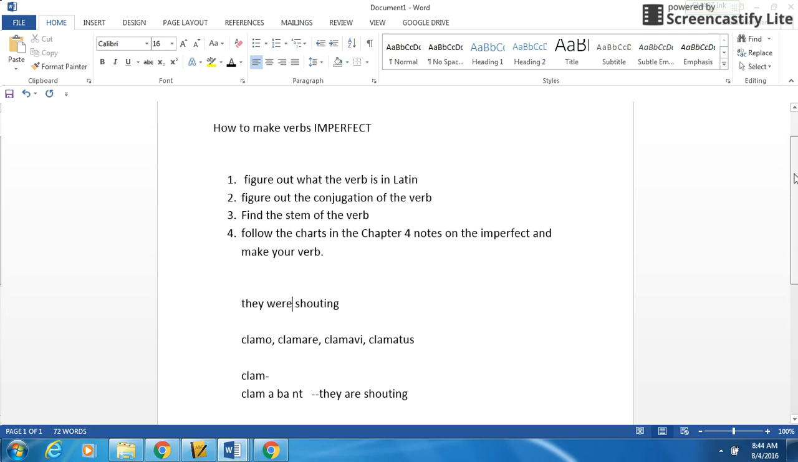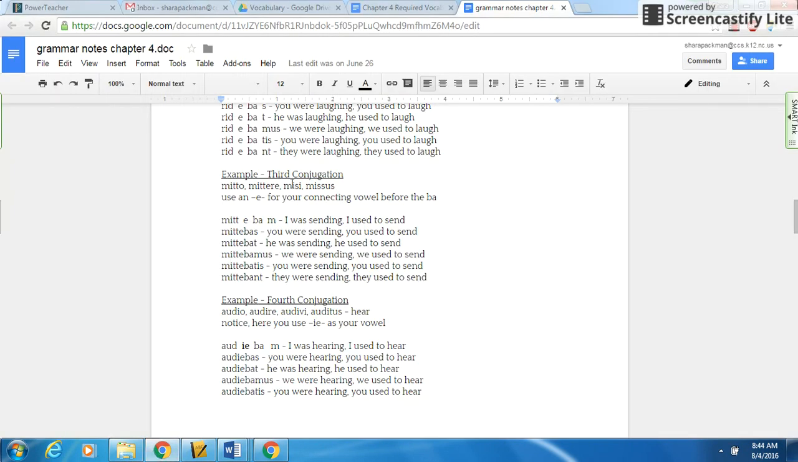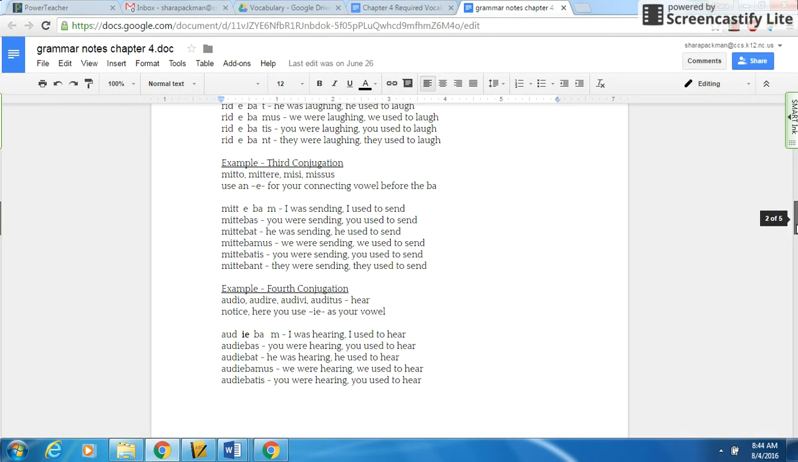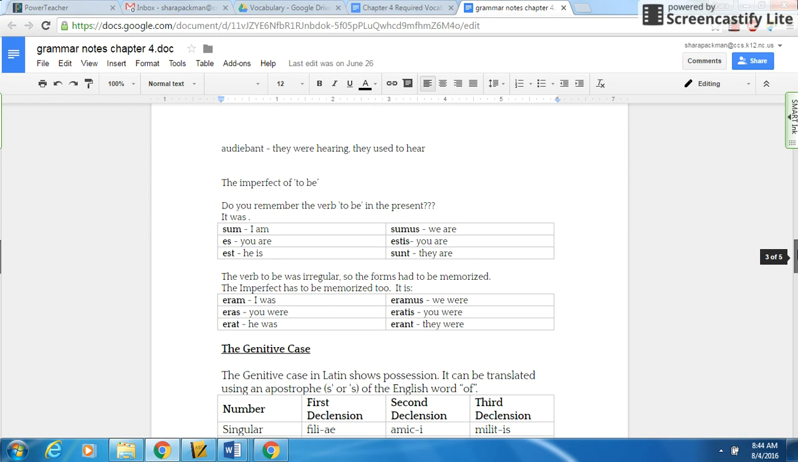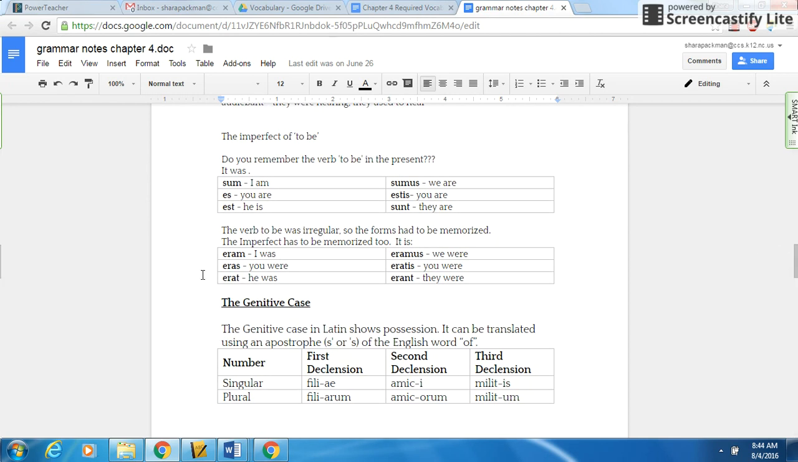So that's how you form the verbs. Here are the steps. Figure out what the verb is in Latin. You may have to look at your vocab lists. Figure out the conjugation of the verb. Find the stem of the verb. Then follow the charts. And you have a chart for every conjugation of verbs. For forms of sum, you just have to look at these charts right here.